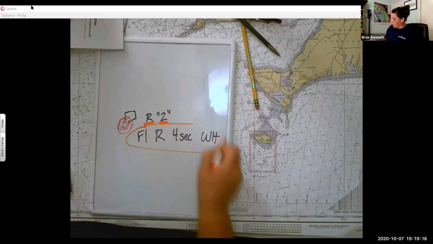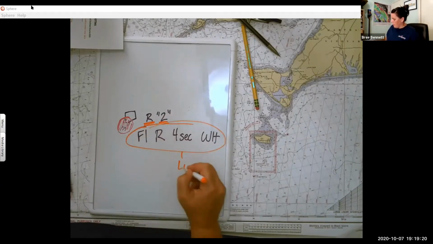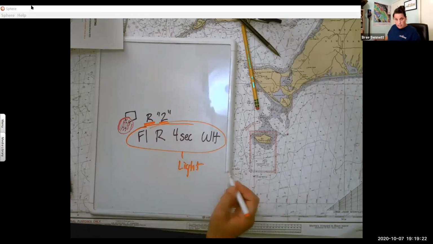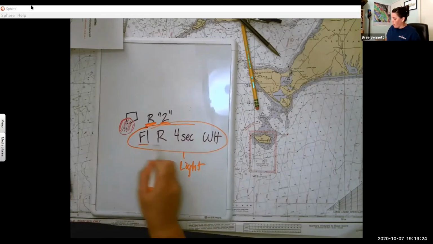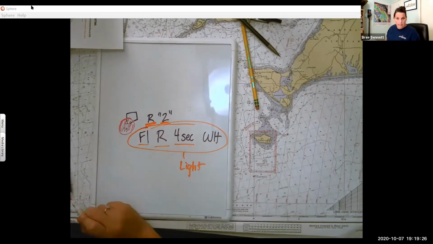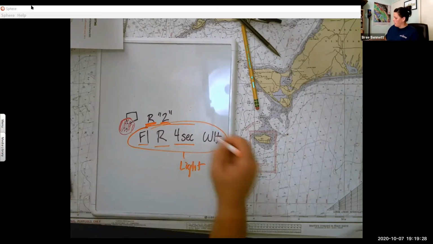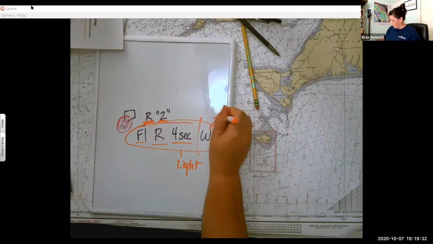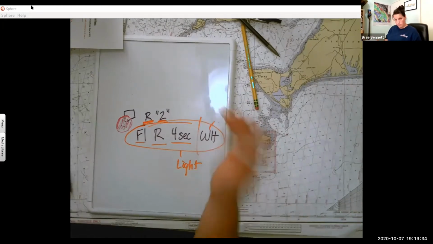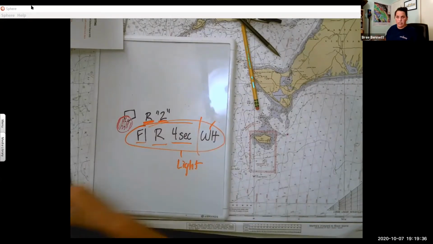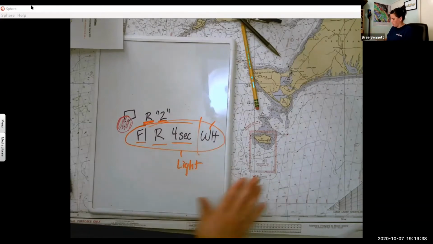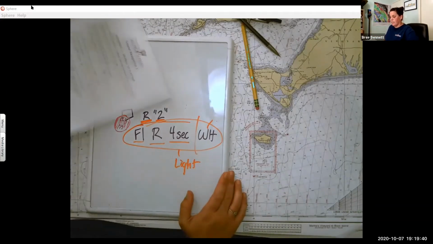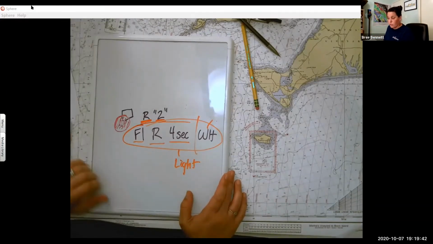This section describes the light of the buoy. So it is flashing red every 4 seconds. And then it also has a whistle. And it actually says whistle, I just ran out of room. So that is what we are cruising around.